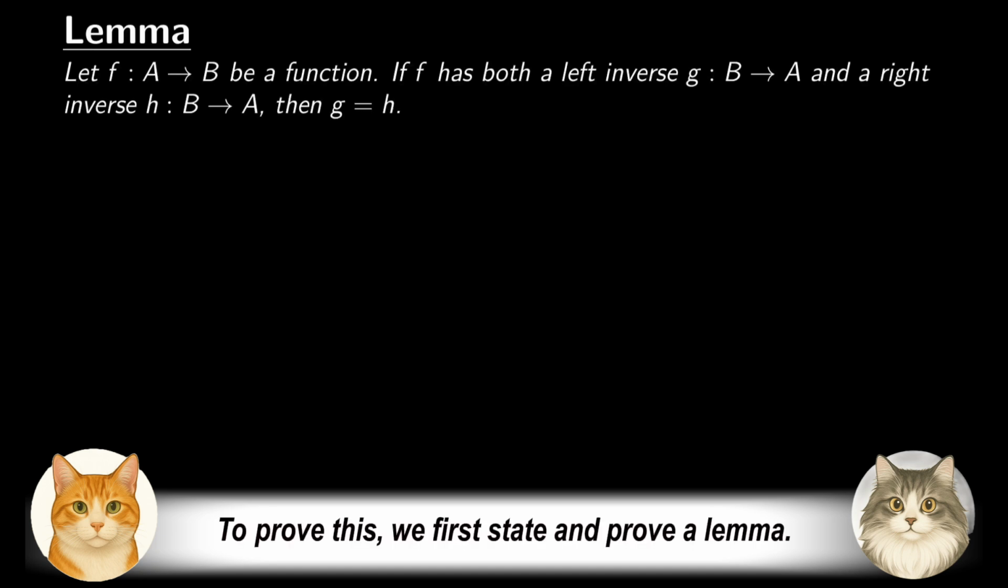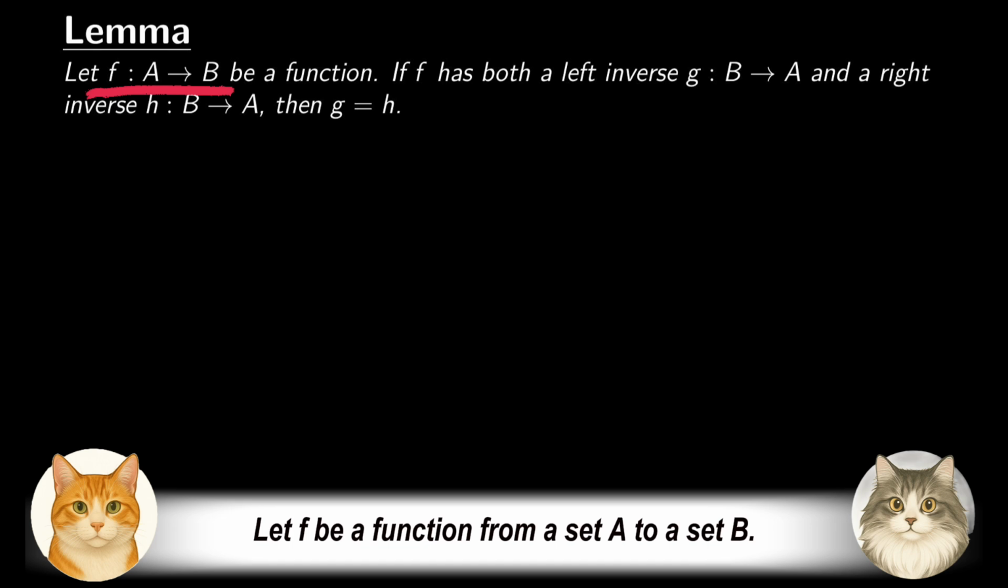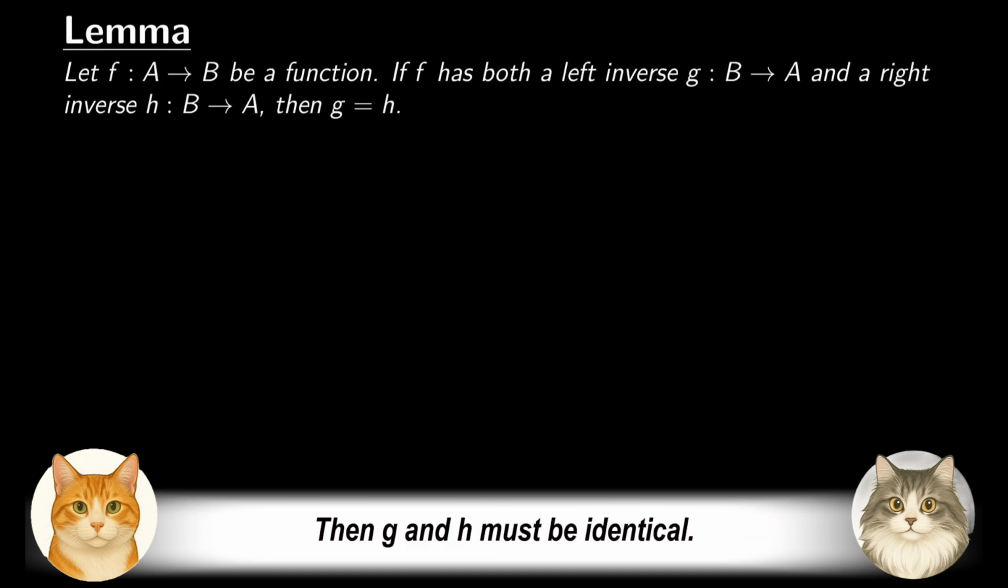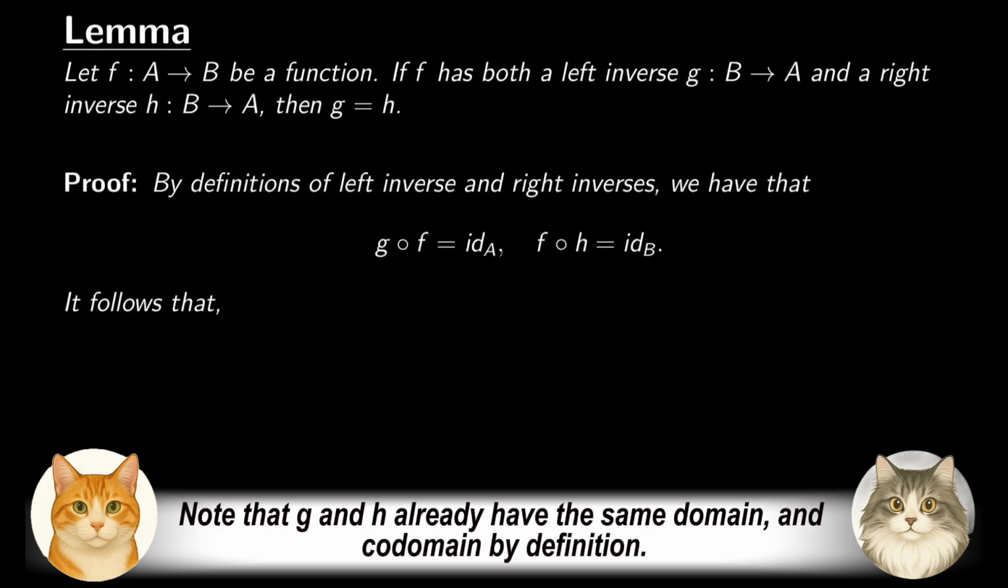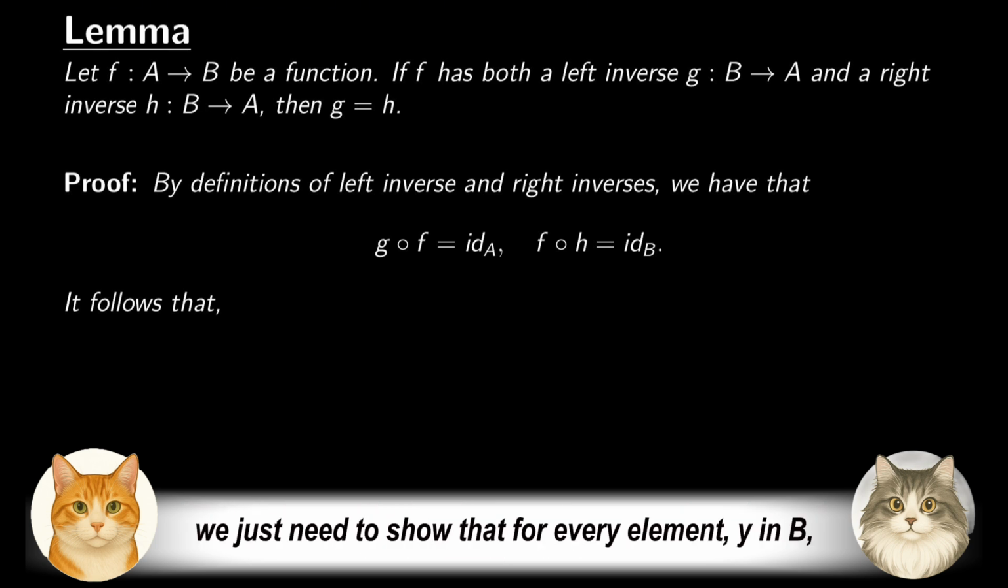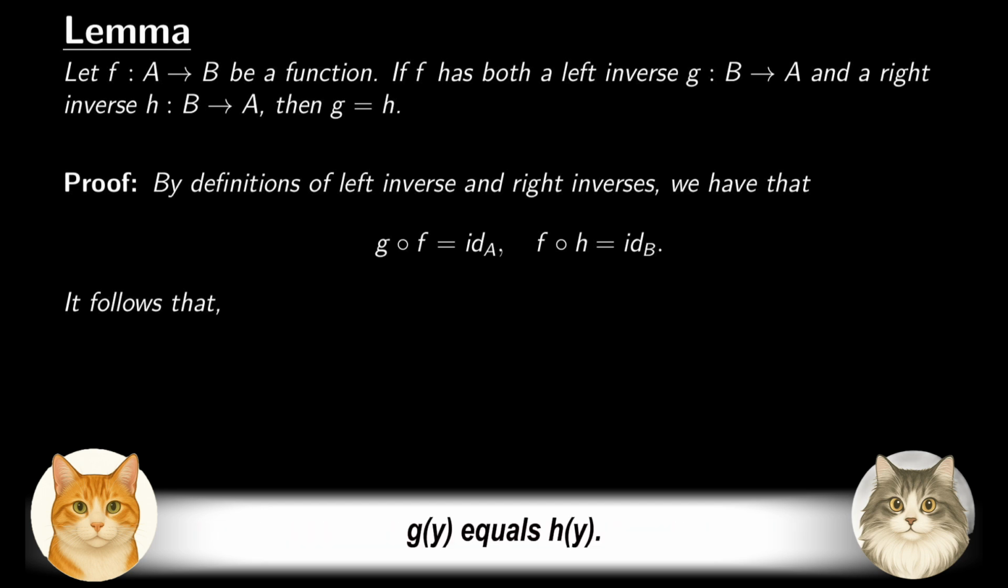To prove this, we first state and prove a lemma. Let f be a function from a set A to a set B. Suppose f has both a left inverse, called g, and a right inverse, called h. Then g and h must be identical. That is, they are the same function. Note that g and h already have the same domain and codomain by definition. So to prove they are equal as functions, we just need to show that for every element y in B, g(y) equals h(y).